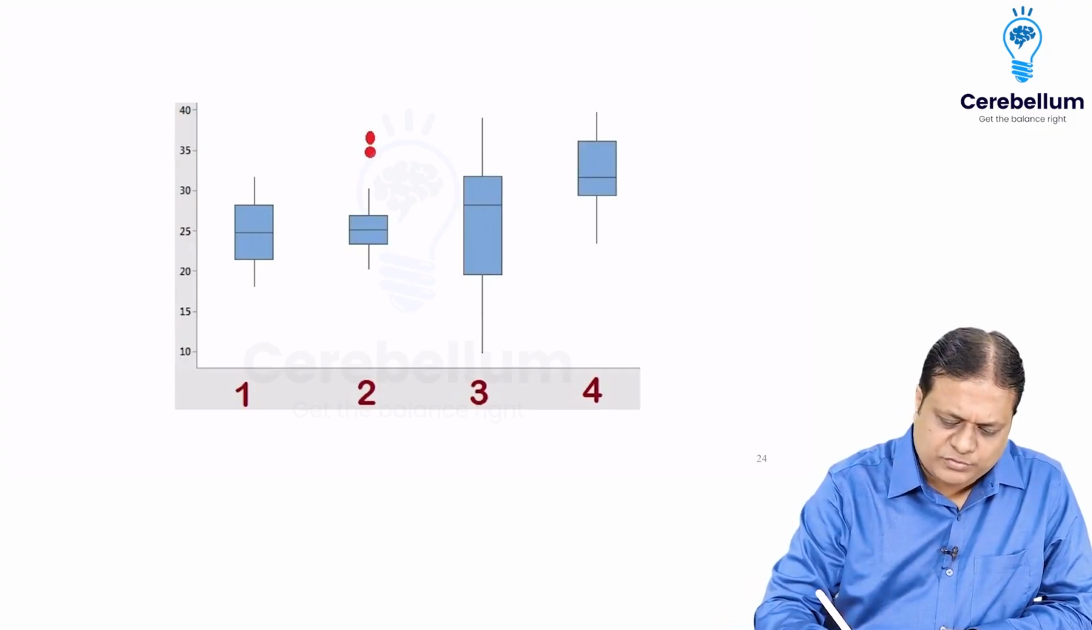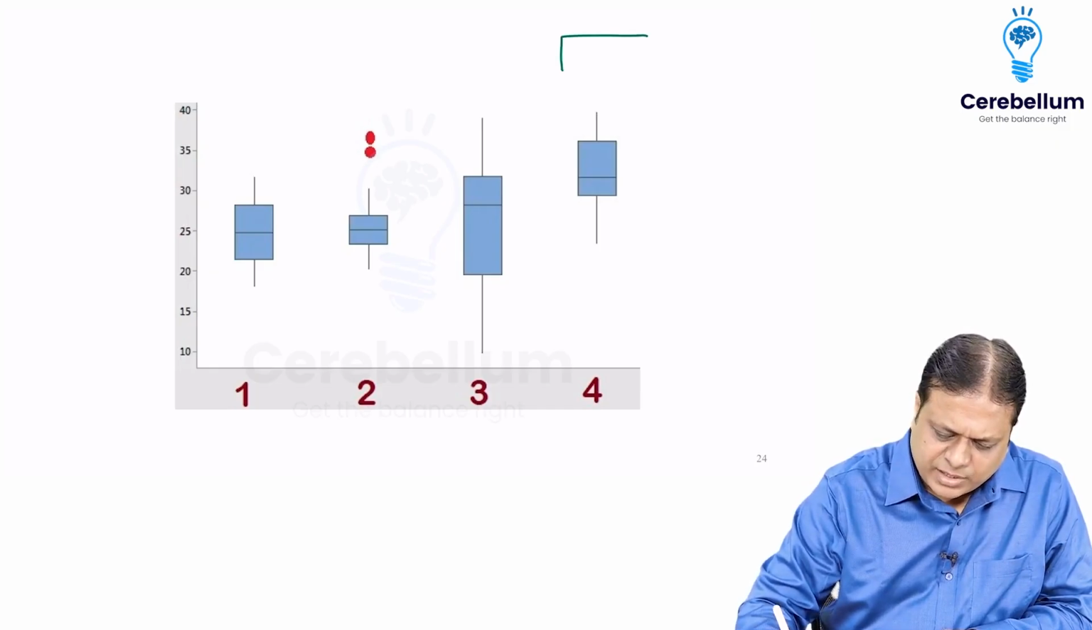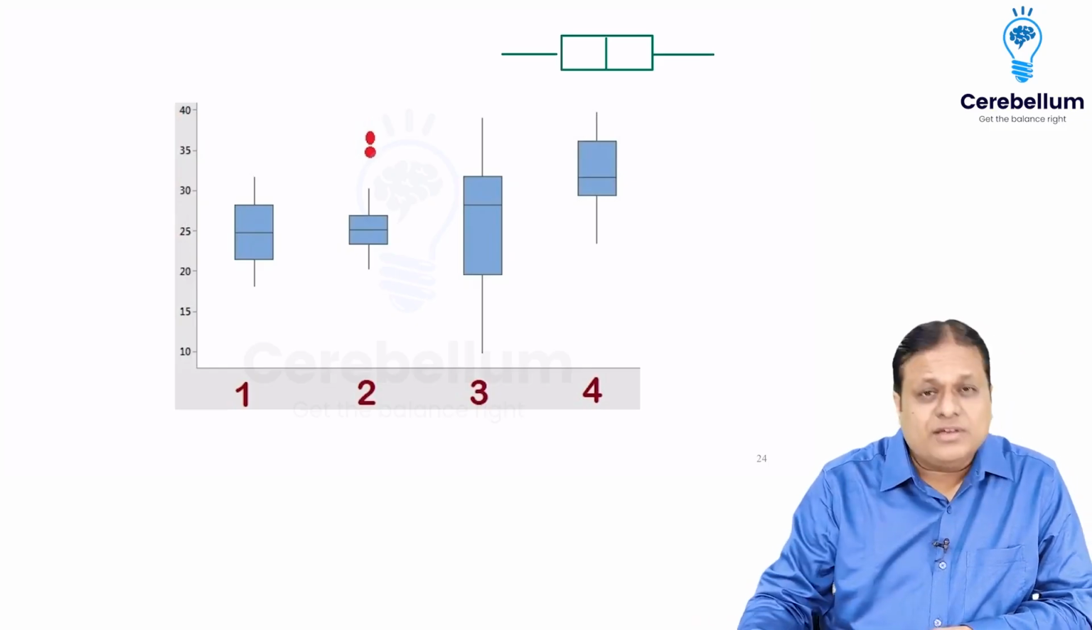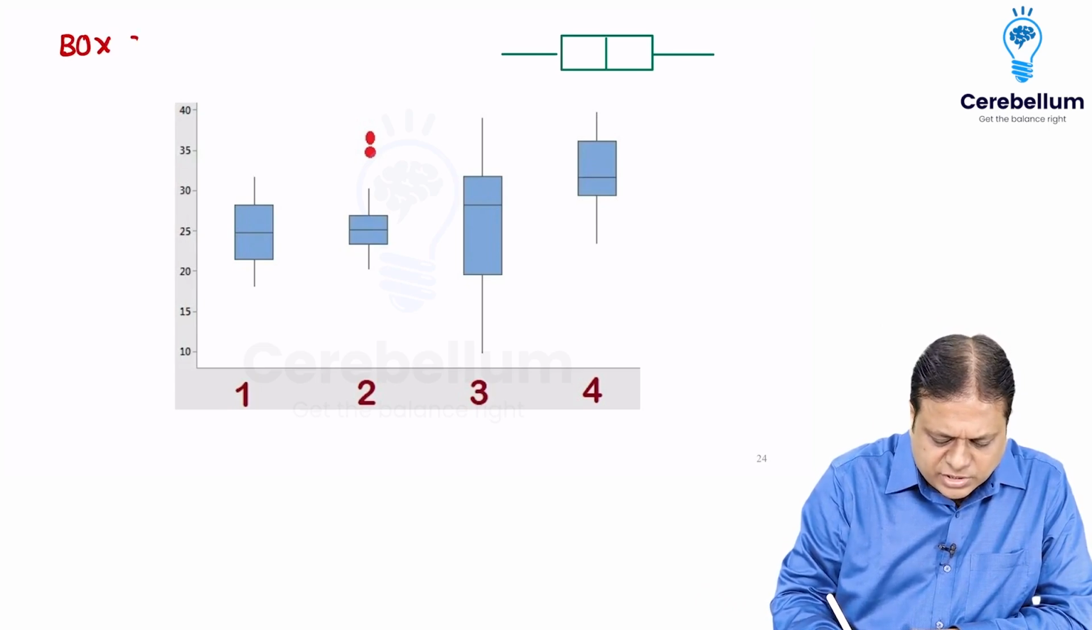What is this particular diagram known as? Now, if you look carefully, in this diagram, we have a box in which there is a line in the center, and on the sides are 2 whiskers. So this is, very right, known as box and whisker plot.